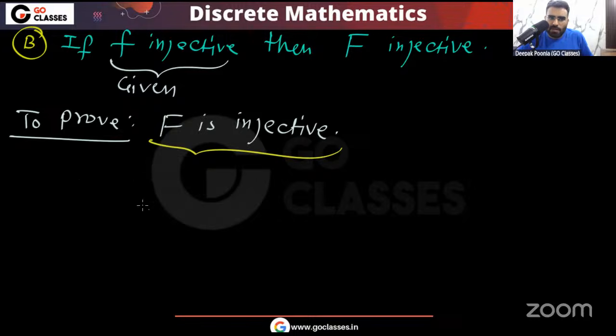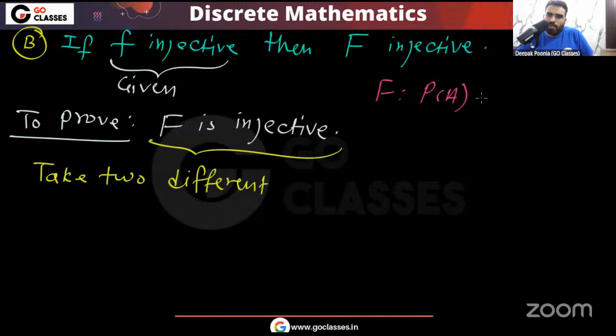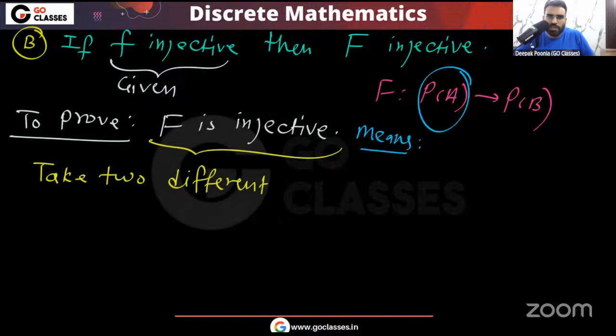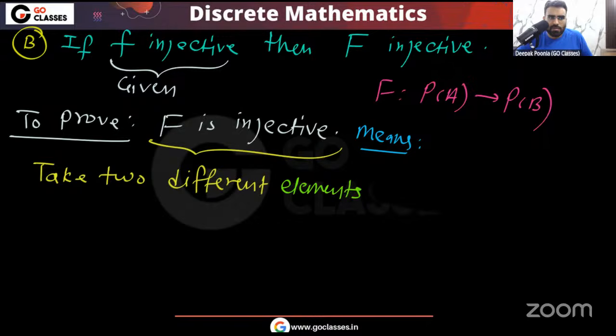Okay, so here, what to do? To prove this, you take two different elements of capital F's domain. What is capital F? This is from PA to PB, power set of A to power set of B. I need to prove that capital F is injective. This means different elements, different images. So you take two different elements of the power set of A, two different elements in the domain, in PA. Let's take two different elements m comma n in PA.